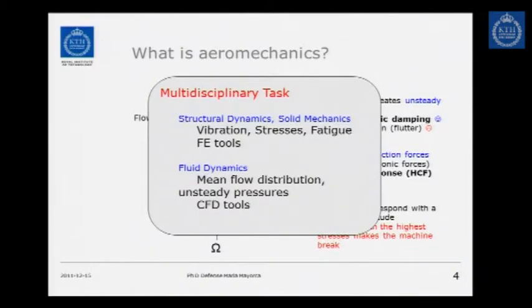And on the other hand, we have to care about the fluid dynamics, where we consider the mean flow distribution and the unsteady flow distribution, where we use the computational fluid dynamics tool here. So when we talk about force response, this is related to the high cycle fatigue problems.